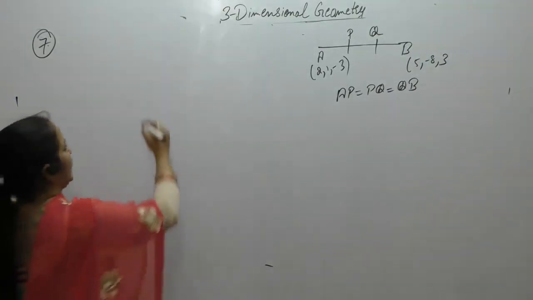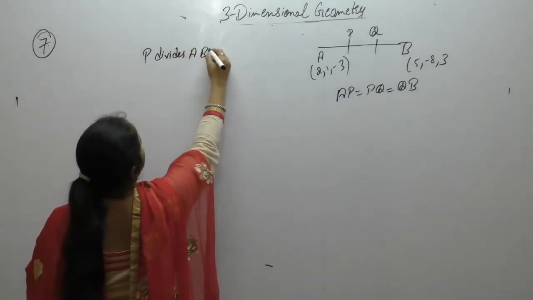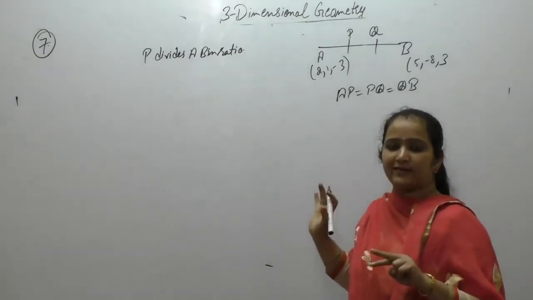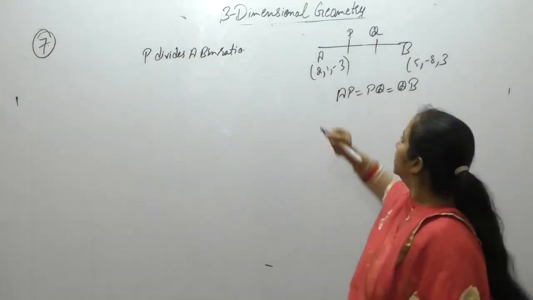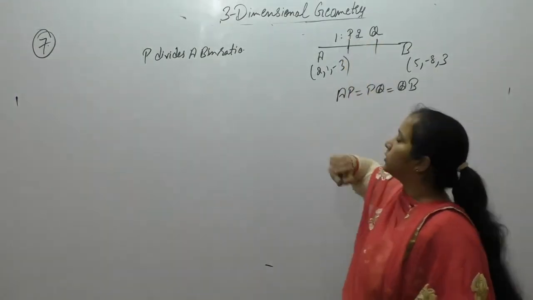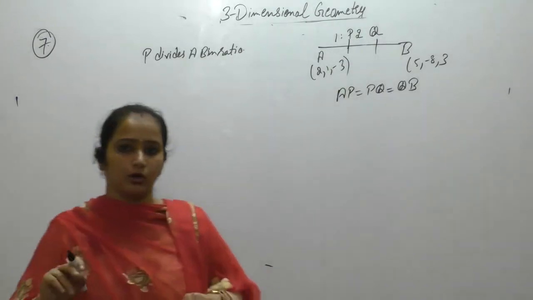Now P divides AB in ratio 3 equal parts में डिवाइड हो रहा है तो 1 ratio 2. P के आगे हमारे पास 1 कोऑर्डिनेट है और पीछे 2. Therefore P divides AB in the ratio 1 ratio 2.